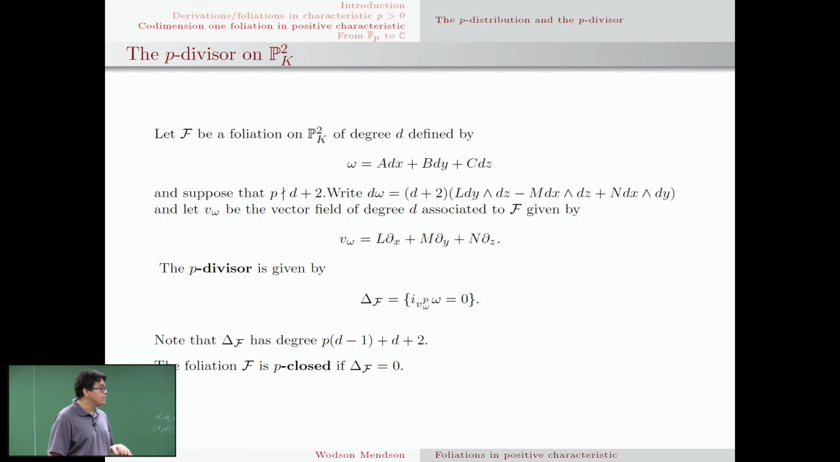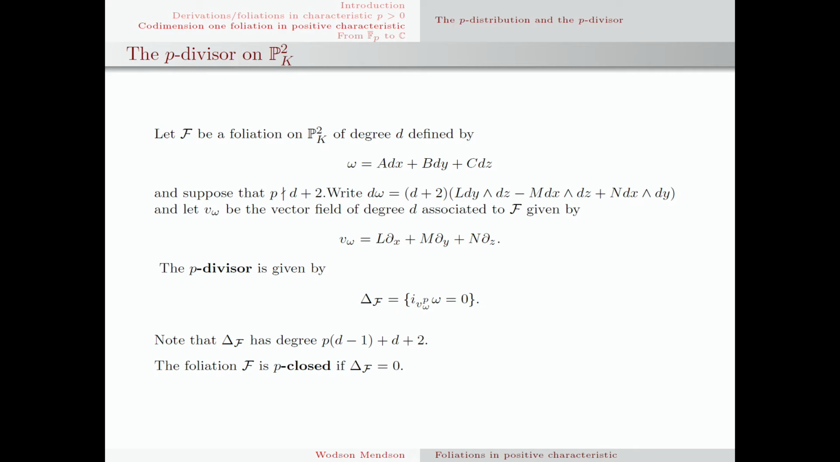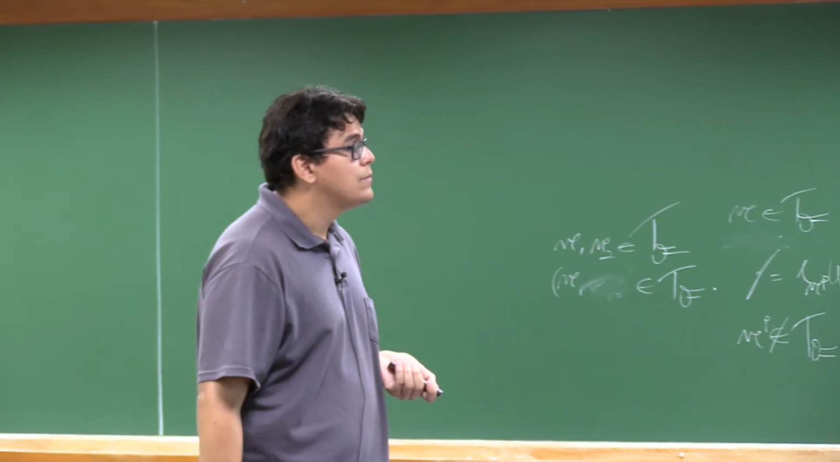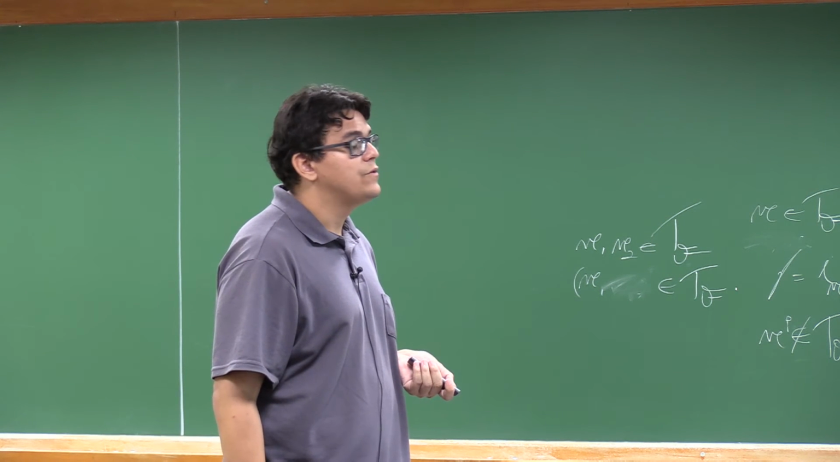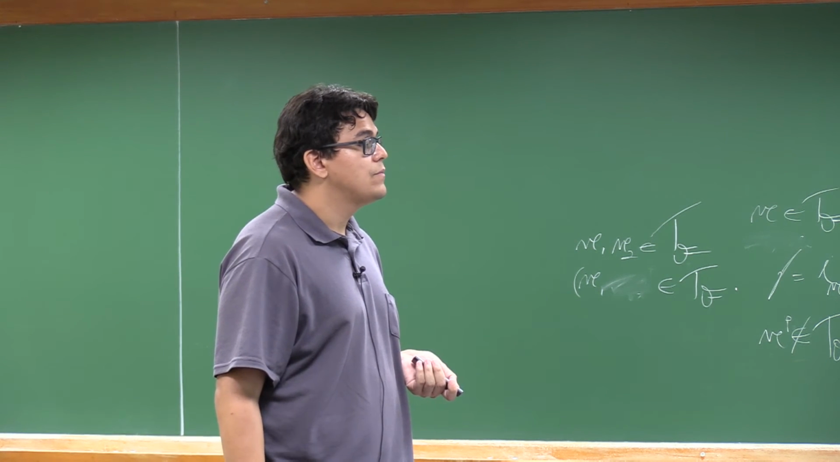It is p-closed if this divisor is 0. Still, we are using that p does not divide the degree plus 1 or plus 2. Yes, it's written there. But you don't need that for the definition of delta F. Any vector field will do the job. He just chose one to be able to choose one which has divergence 0. But he could choose another.